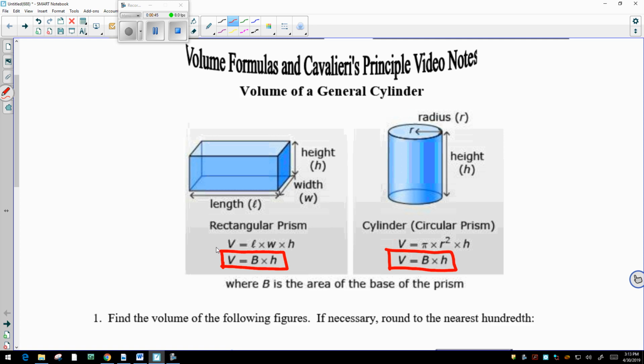Your job is to determine what we fill the big B in with. Big B standing for base area. So what we have to ask ourselves is, what's the shape of the base? On this picture, the shape of the base is a rectangle, so we are replacing that big B with our rectangle formula of length times width. In our second picture, the shape of the base is a circle, and we're replacing the big B with our area formula for a circle, which is pi r squared.